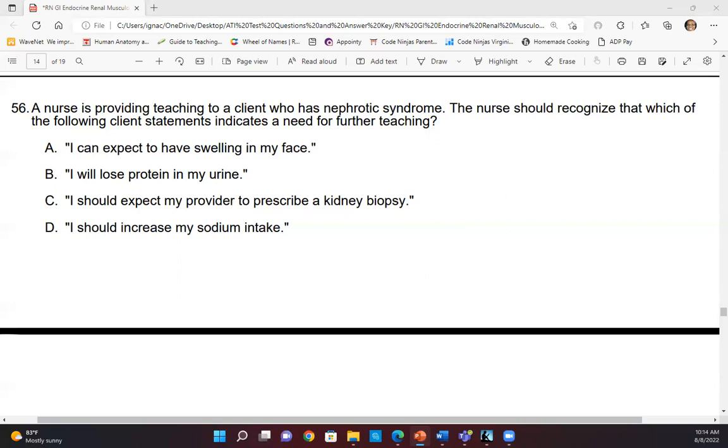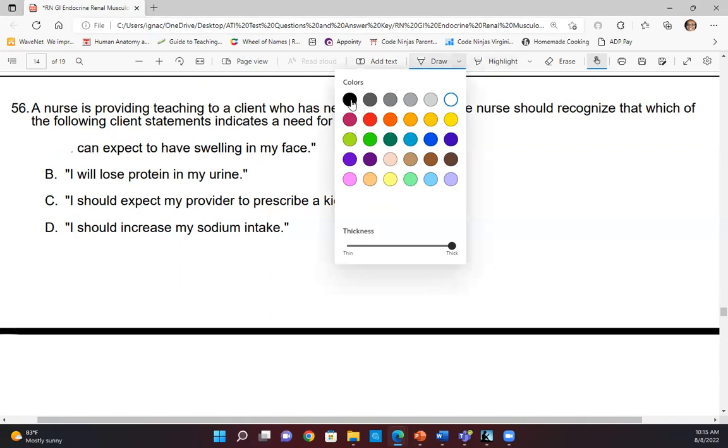B, I will lose protein in my urine. Well, that is true. That is part of the underlying pathophysiology of nephrotic syndrome, right? And so let me cross out A. Oh, let's change that to blue.